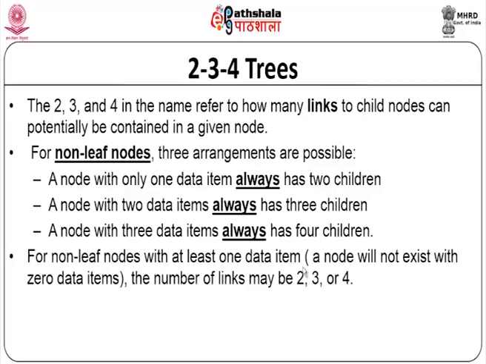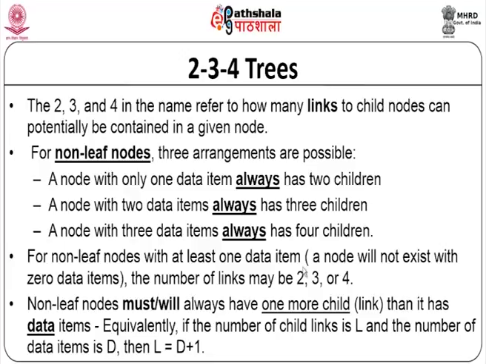For non-leaf nodes there must be at least 1 data item; a node will not exist with 0 data items. The number of links may be 2, 3 or 4, depending on the number of data items that you have. Equivalently, if the number of children is L and the number of data items is D, then L is equal to D plus 1. That is, the number of children will be 1 more than the number of data items, so the number of data items will be 1 less than the number of children.